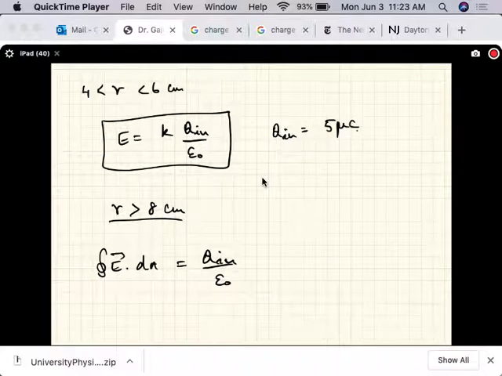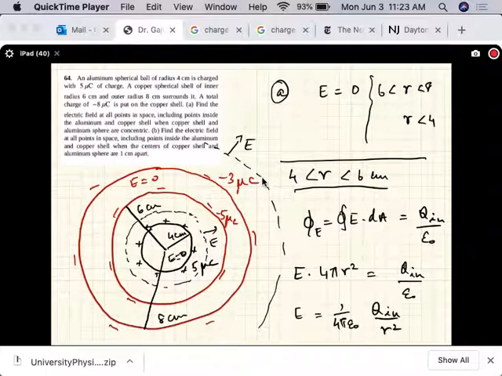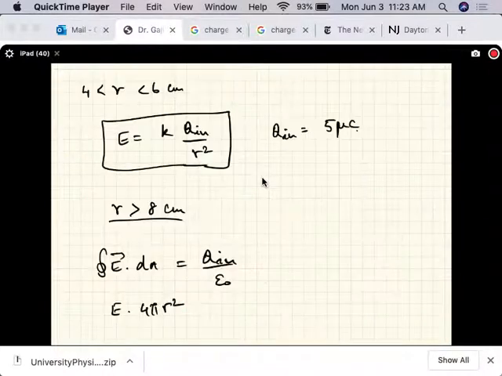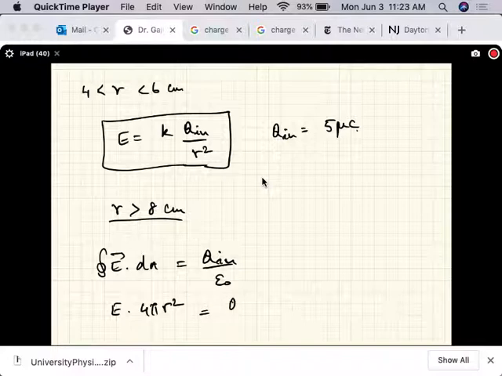Okay, in case you want to do numbers. All right, so this is again the same, the integral is the same. So E times the surface area of this sphere, which is 4 pi r squared, and that is equal to, again, the charge inside divided by epsilon naught.